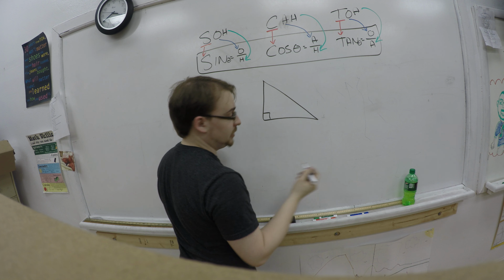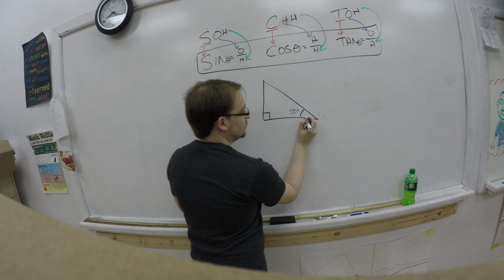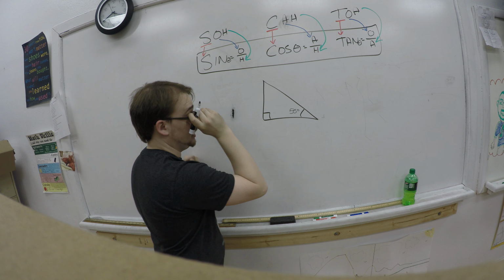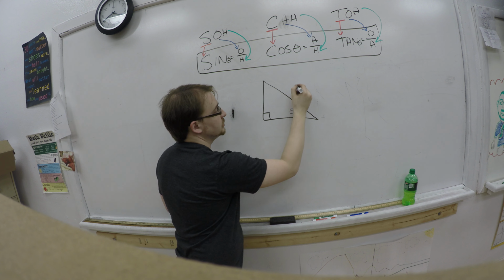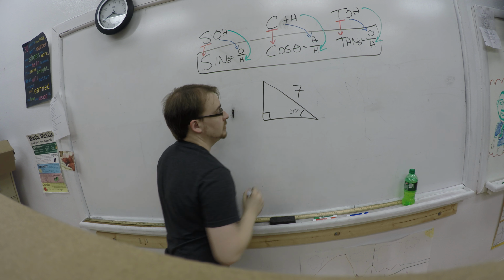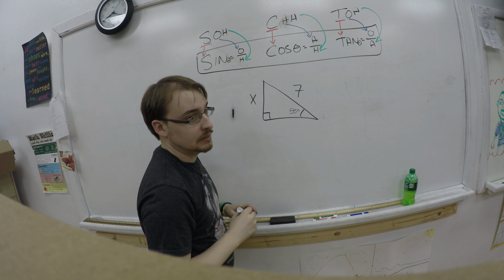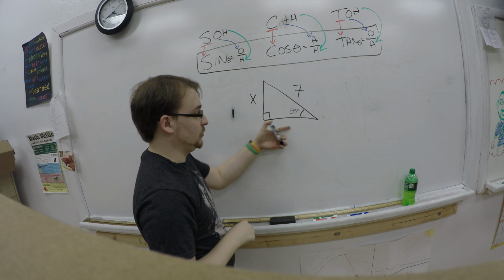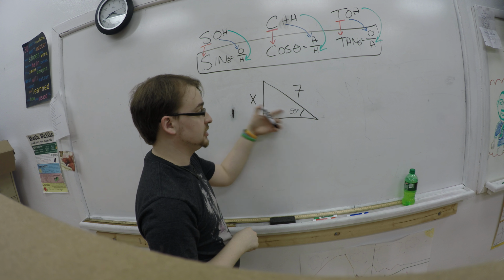So if I give you a triangle, let's say this guy right here is 55 degrees, okay? And I say this hypotenuse is 7. And I want you to find the missing side. Can't use Pythagorean theorem, right? We're missing two sides, and these sides aren't equal, are they? Can't be. This guy's a 55-degree angle.